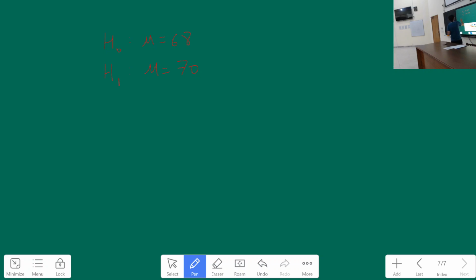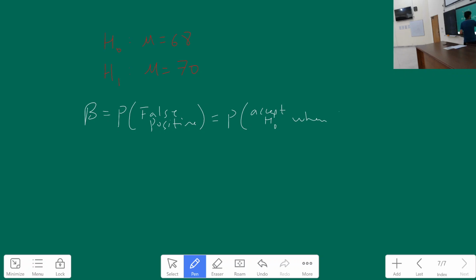Now beta we said was probability of false positive. That is, you concluding that their weight is 68, whereas their average weight is actually 70. Yeah. So that is the probability of accepting H0 when H1 is true. Okay.